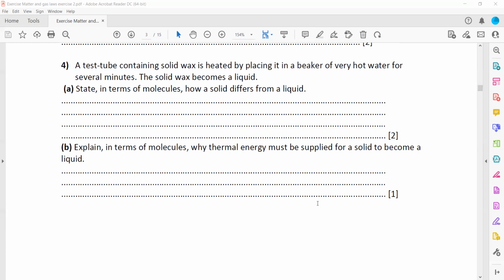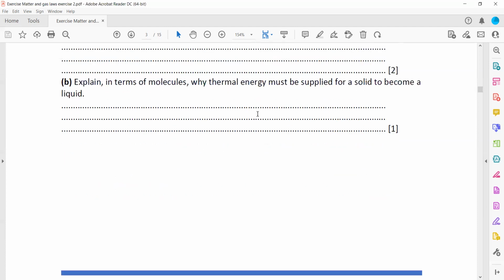In terms of molecules, in solid the molecules are closely packed, in a regular arrangement. In liquid, they are randomly moving and are not in a lattice. Another thing: in solid the molecules have a regular arrangement and can only vibrate, but in liquid the molecules can move around each other. In solid they are tightly packed; in liquid they can move past each other.